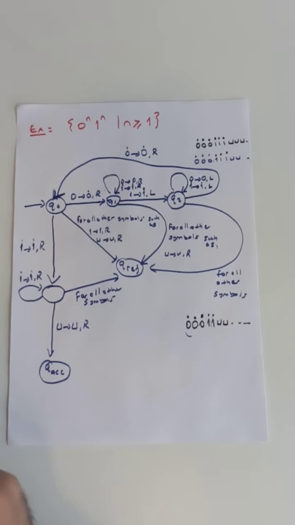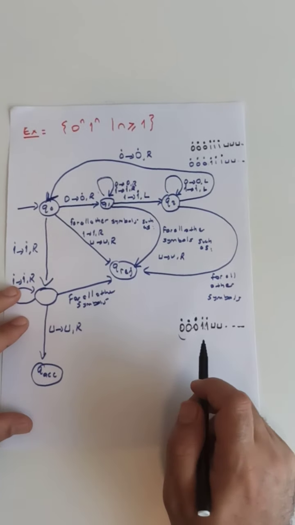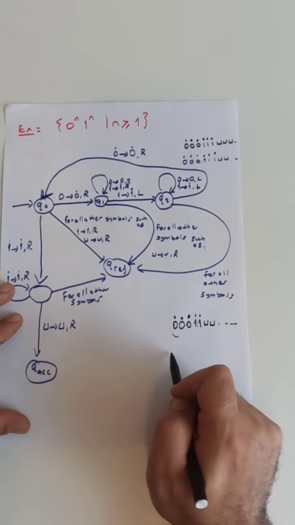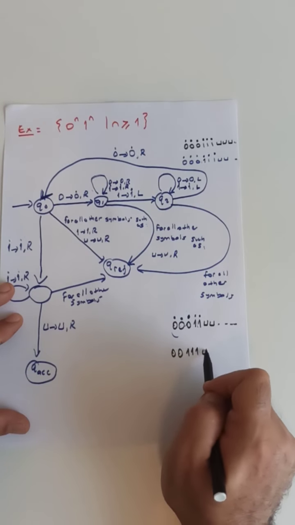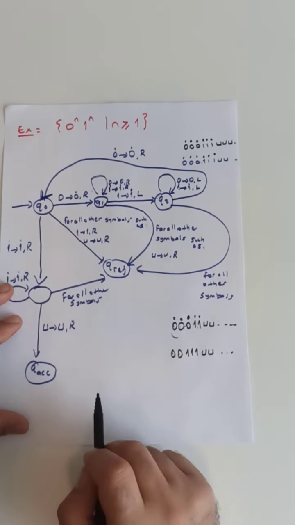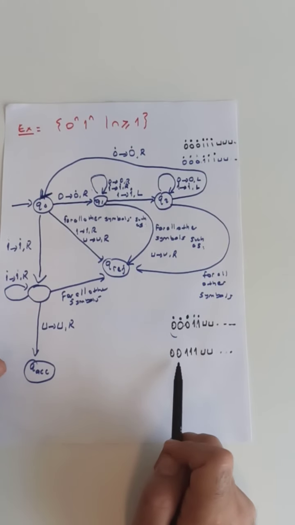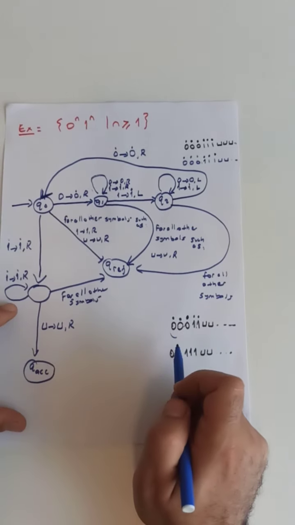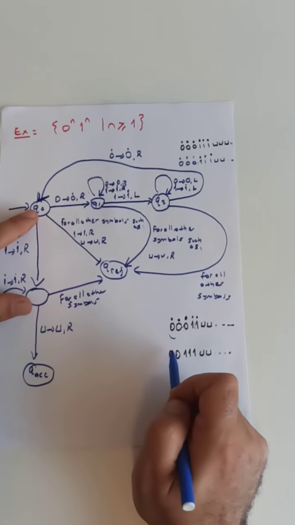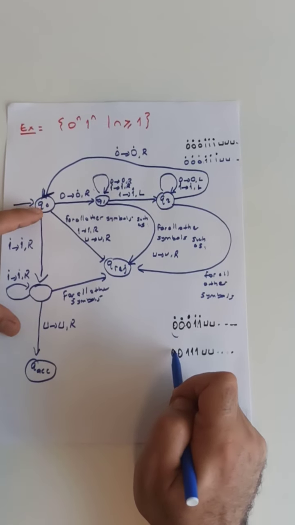We can do a similar simulation on the following string. Let's say 0 0 1 1 1 and blanks. Again, our machine should reject this because this string contains 2 zeros followed by 3 ones. So we start out at Q0 and our tape head is on top of the first symbol.